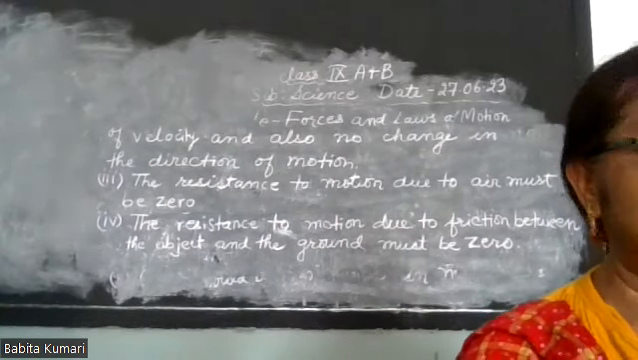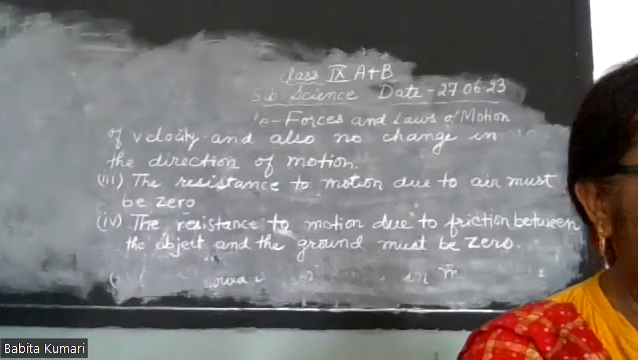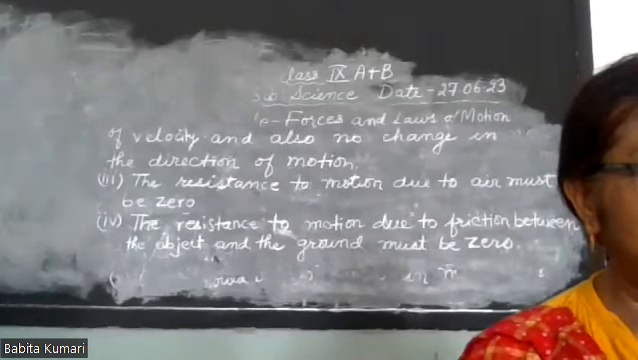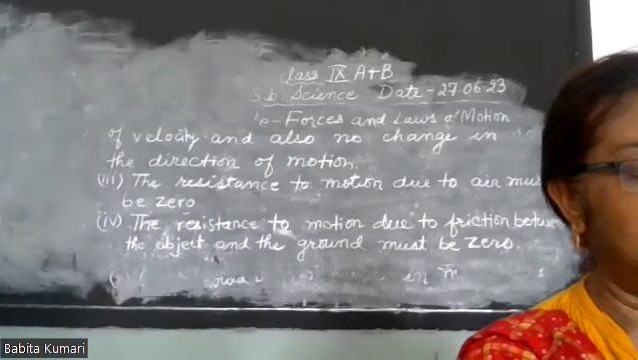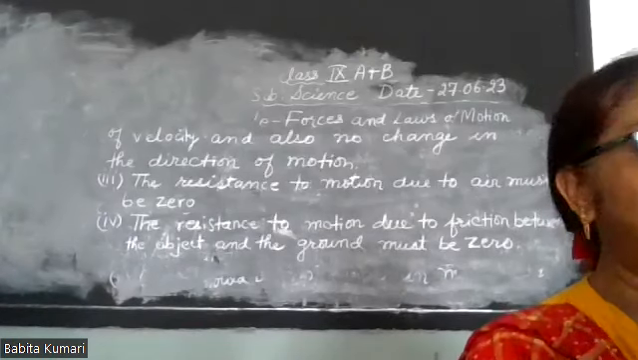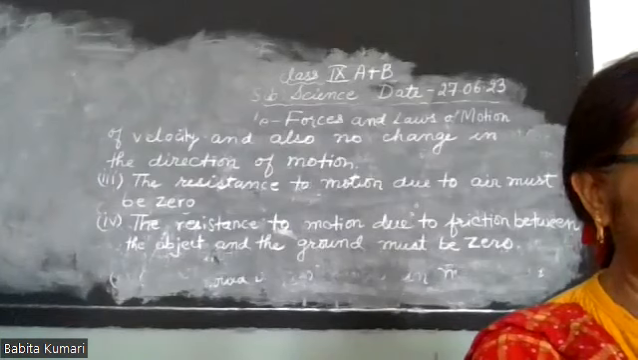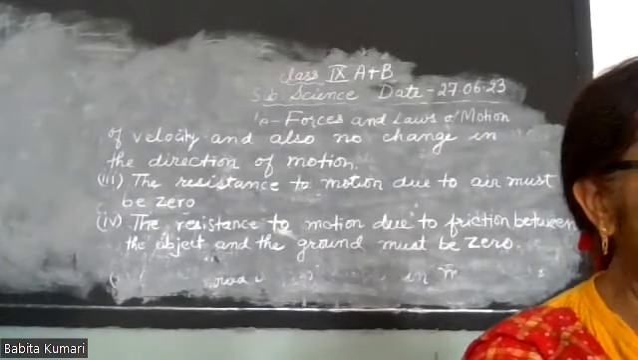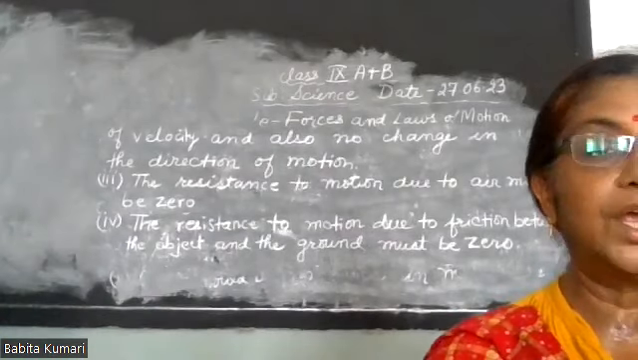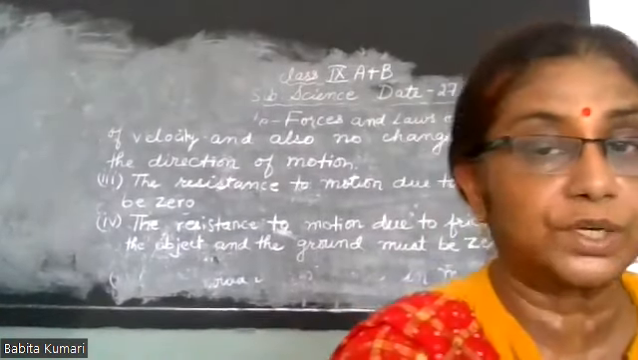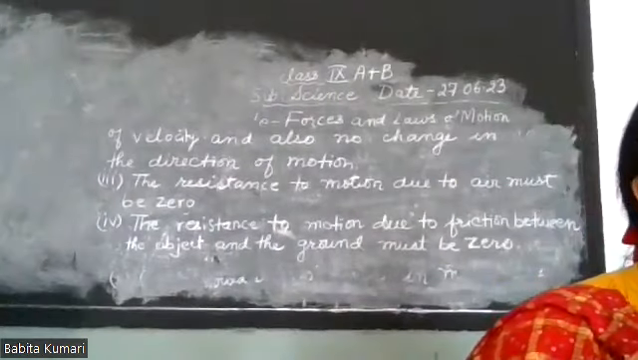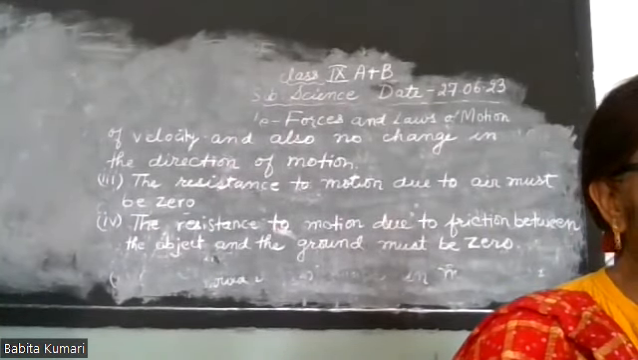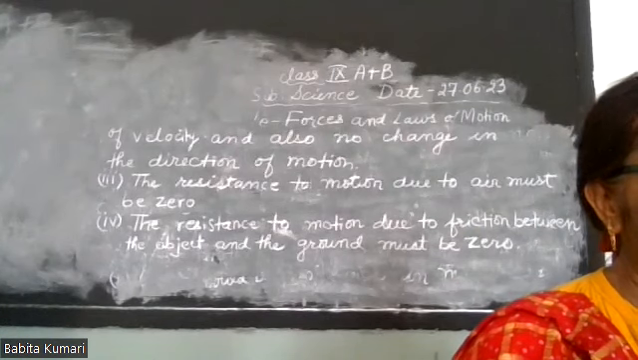So now the next question: a batsman hits a cricket ball which then rolls on a level ground. After covering a short distance, the ball comes to rest. The ball slows to a stop because, first point, the batsman did not hit the ball hard enough.